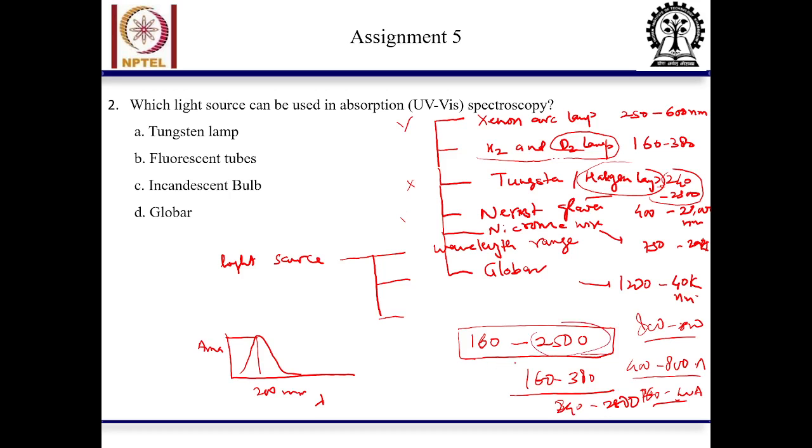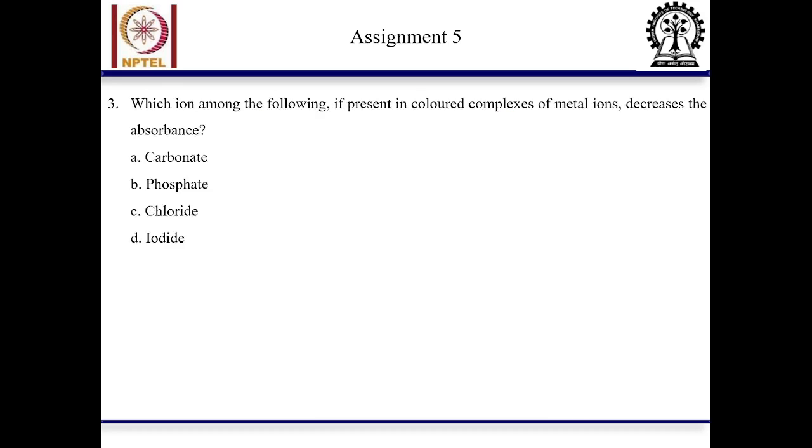So basically to solve this question, you have to see what sources are available and which source gives the exact wavelength range which you want. So for UV visible, this tungsten lamp is the right choice. Okay, so let me go to question number 3.